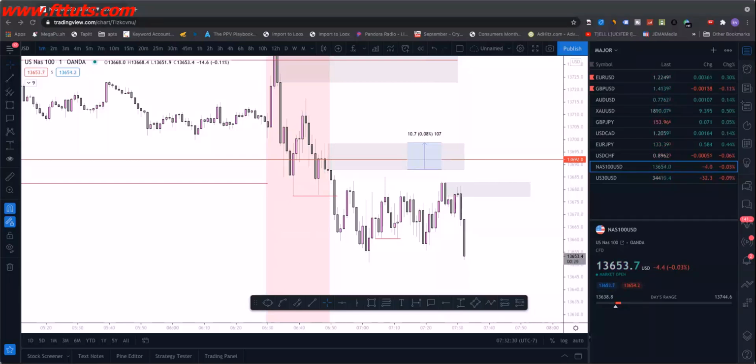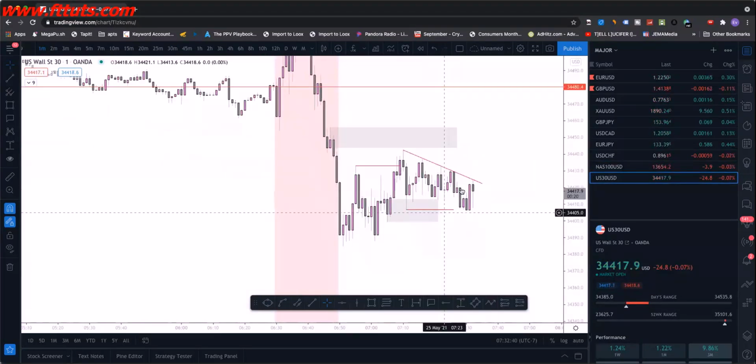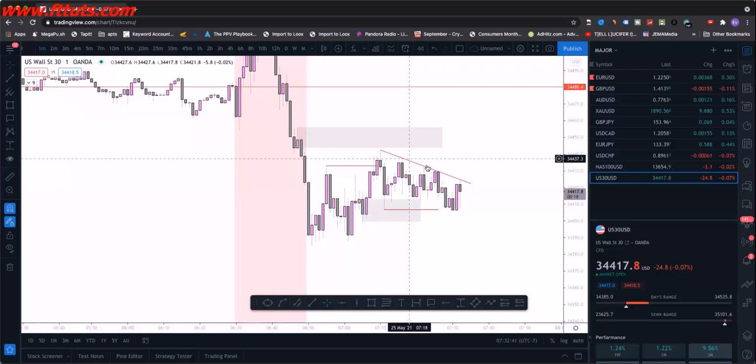I'm just placing a limit. And then for US 30, nothing really going on, just respecting this lower high thing going on, which should technically get ran out, and we can sell from there.